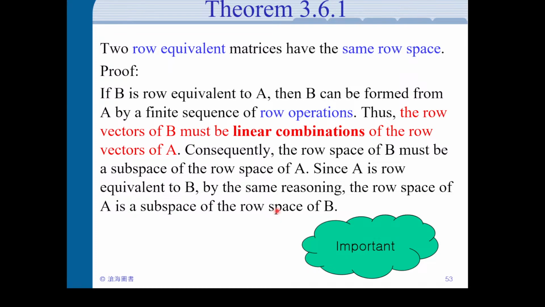So let's first talk about row space. Row space is very nice because row space is equivalent if you do some elementary operation on your matrices. So if two matrices are row equivalent, then they have the same row space. This theorem will be the basis of a lot of our analysis.